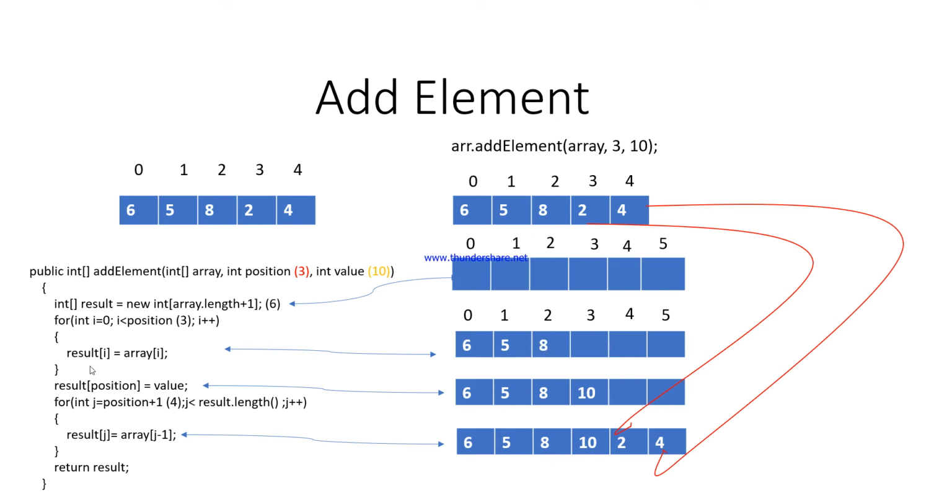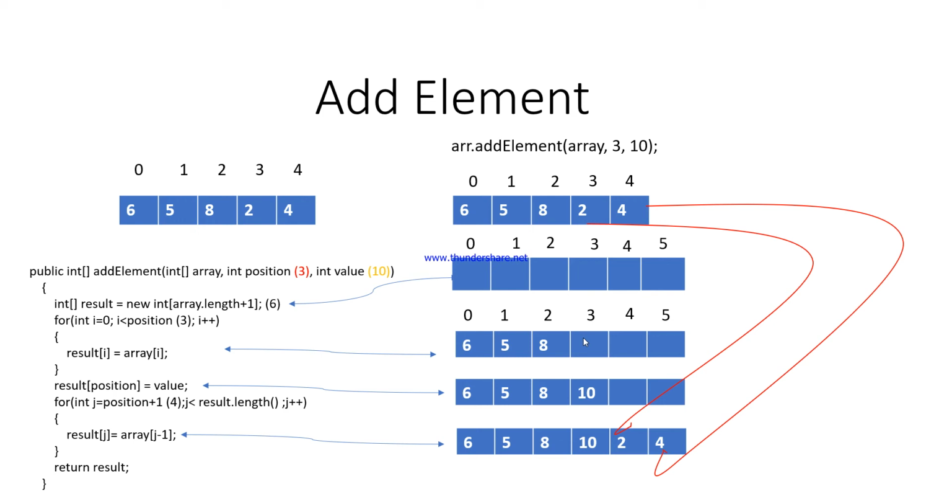The next thing I did was result of position is equal to value. When the result array reaches the position, you have to assign the new value to that position. The value we gave is 10. The 10 will be assigned to the new result array, so 10 will be in the third position.